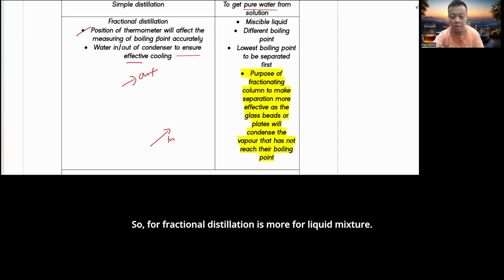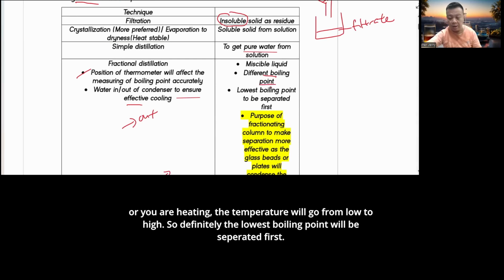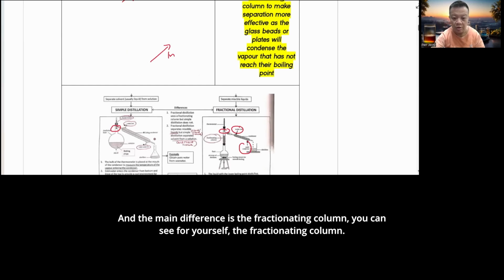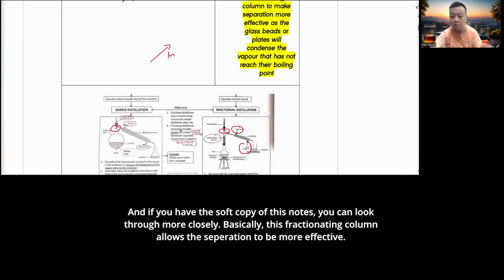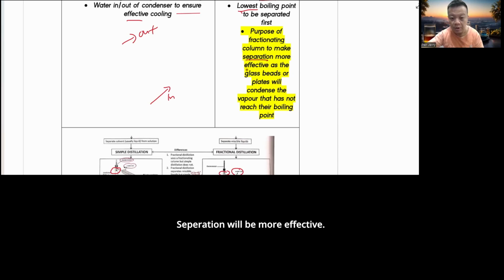Fractional distillation is more for liquid mixtures with different boiling points. When you're heating, the temperature will go from low to high, so definitely the lowest boiling point will be separated first. The main difference is the fractionating column. You can see for yourself the fractionating column, and if you have the soft copy of these notes, you can look through more closely. Basically, this fractionating column allows the separation to be more effective.